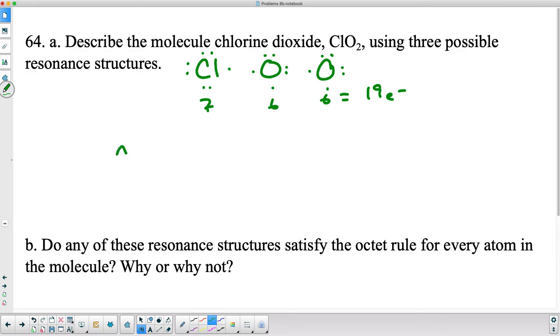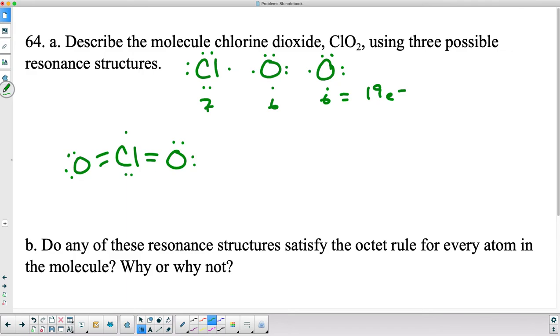Chlorine is my central atom. One thing we can do is put the single electron on chlorine, and then double bond to each oxygen. The reason I say that is because I know oxygen is stable with a double bond. So that means chlorine has the expanded octet, obviously. It's got 11 electrons, which is odd. So that is one thing we can do.